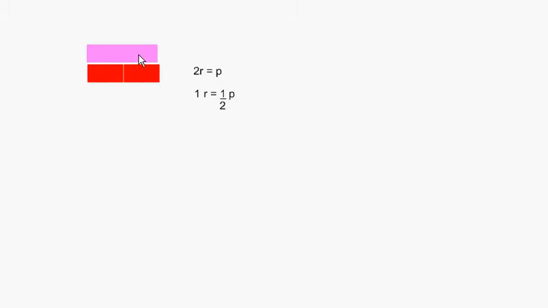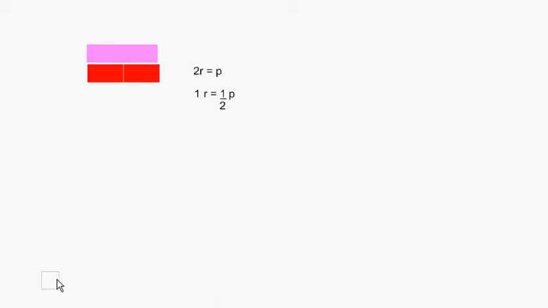Now some students would say, well, if the purple is twice as big as the red, then the red is twice as small as the purple. And twice as small, if we're talking about smaller things, we might use that phrasing to get to the idea of a fraction or a piece of the whole.